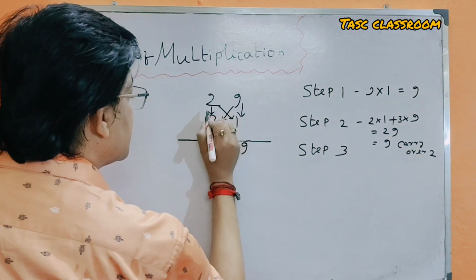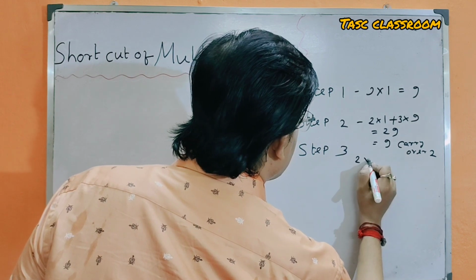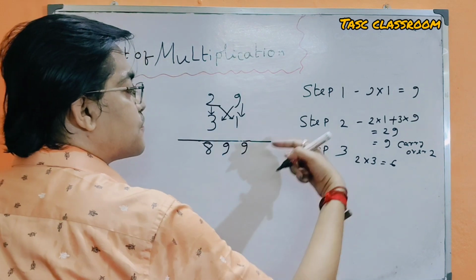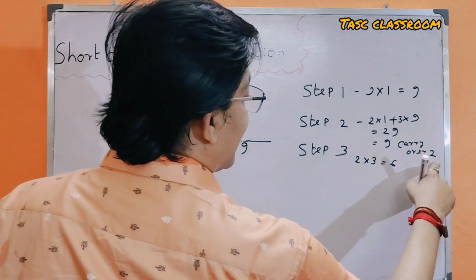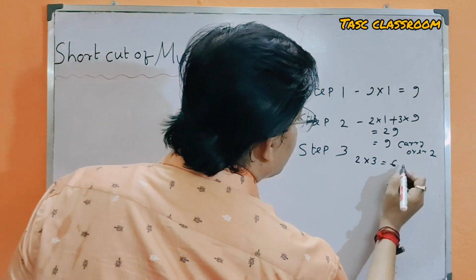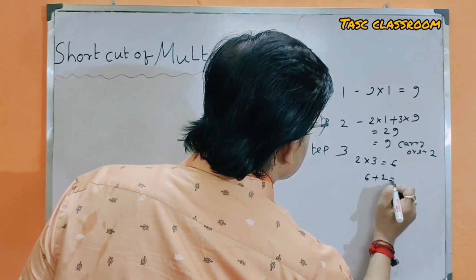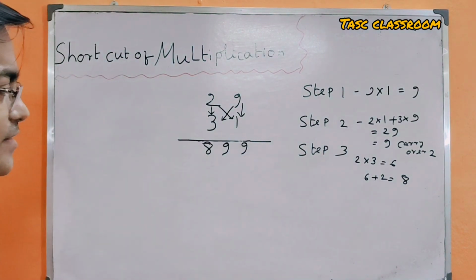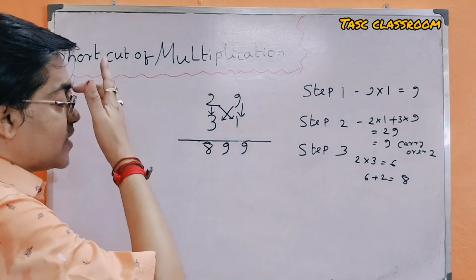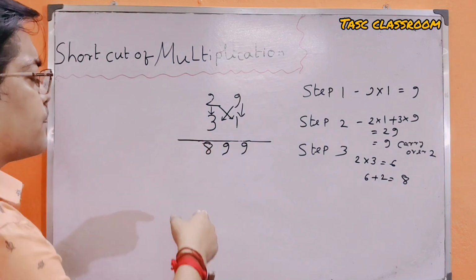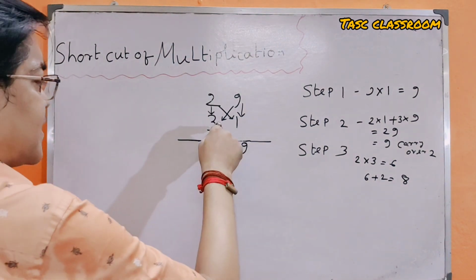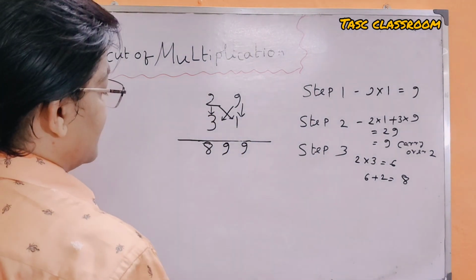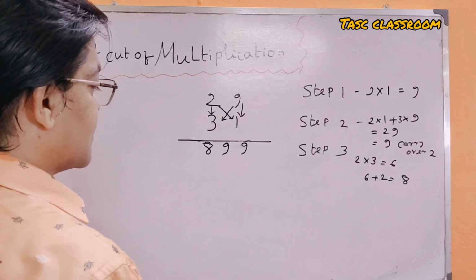Step 3. 2 is multiplied by 3 equal to 6. And with the previous carry over, the 2, 6 plus 2 is equal to 8. Then the answer is 899. So, students, you can easily multiply by 2-step multiplication without wasting your time.